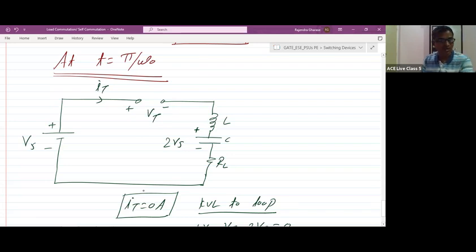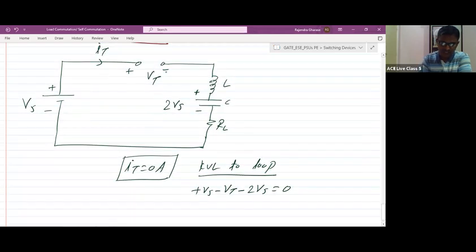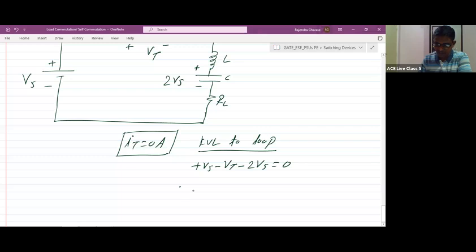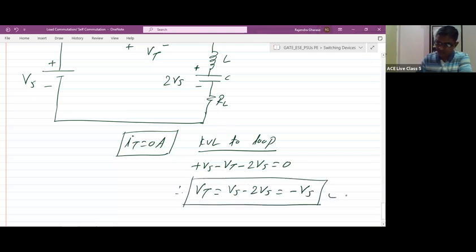So the capacitor will not discharge, and the thyristor is in an off state. Whatever the current in the circuit, it will be 0, so the voltage across the inductor will remain 0. According to Ohm's law, as the current is 0, the voltage across the load will also be 0. So we only need to consider the supply voltage, thyristor voltage, and capacitor voltage. Therefore Vt is equal to Vs minus 2 Vs, which is minus Vs. It is a negative voltage now.